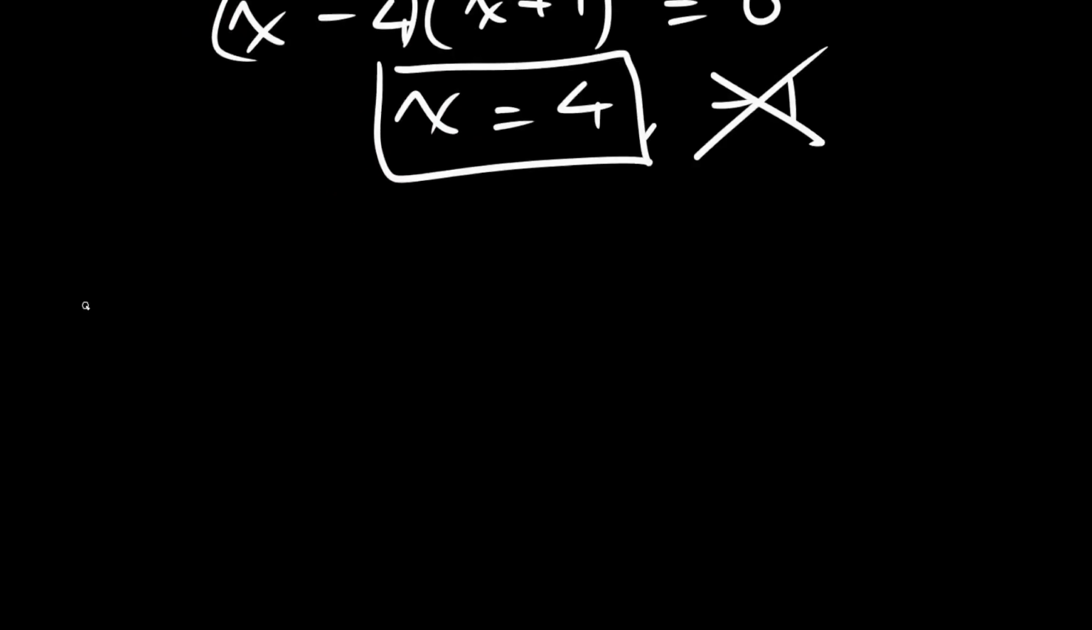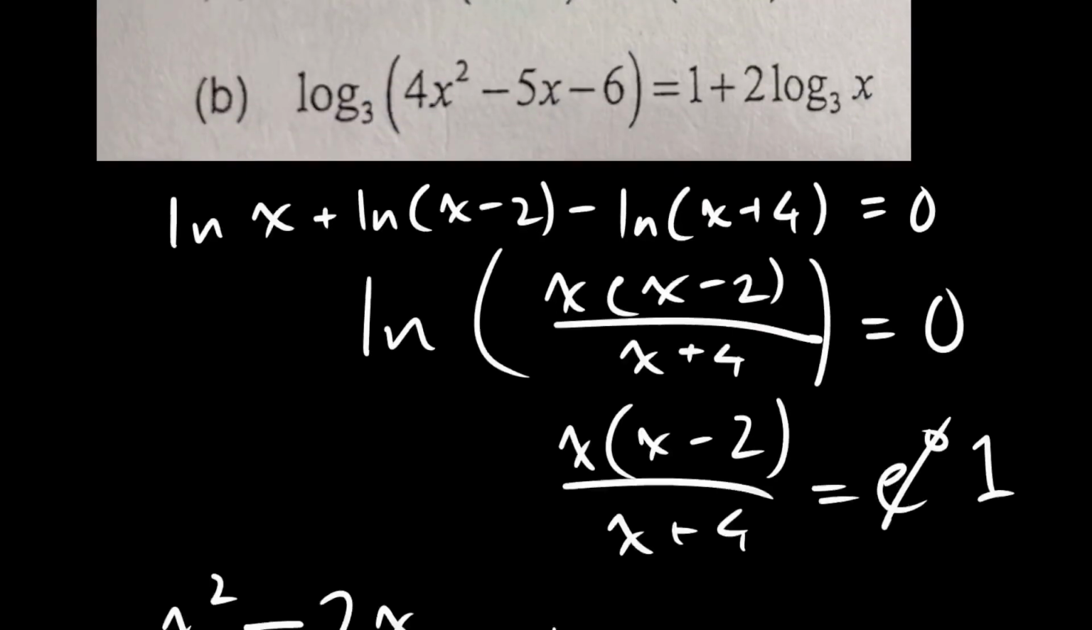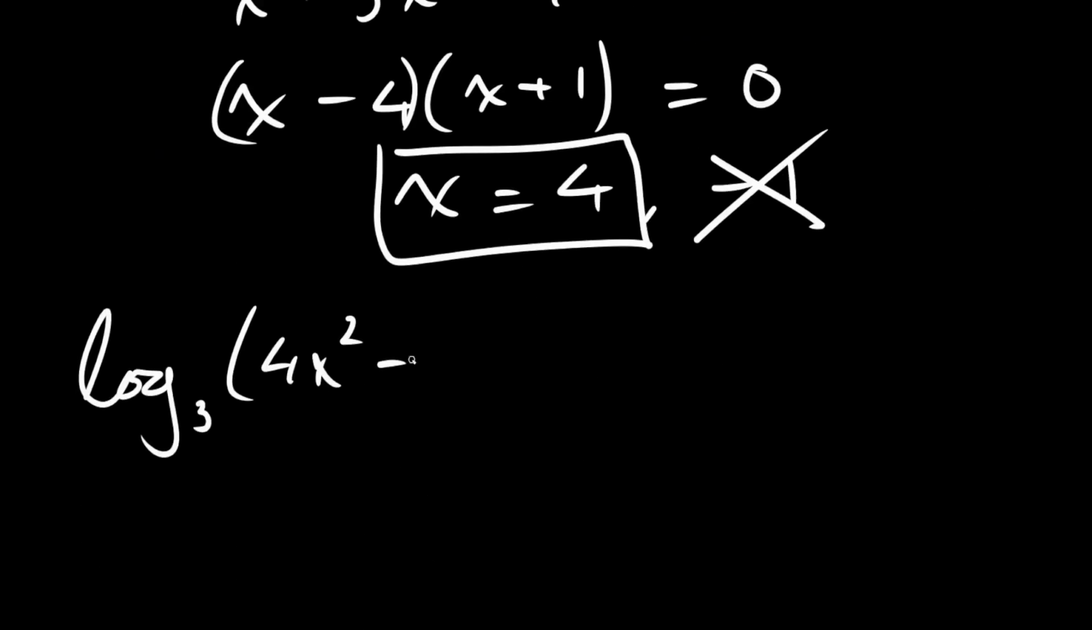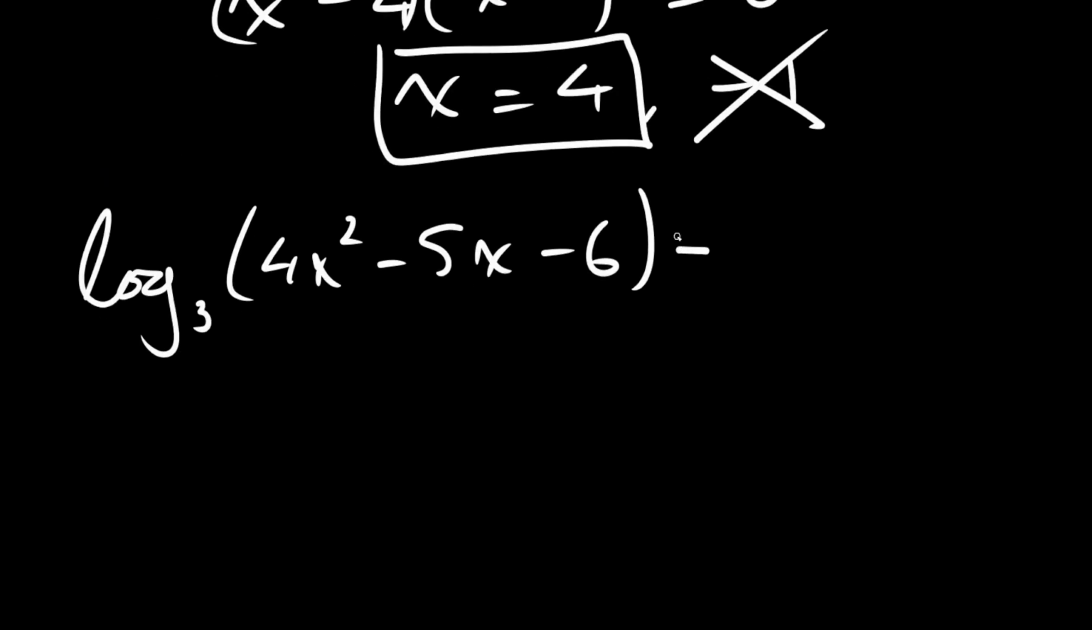So, next part: log base 3 of 4x squared minus 5x minus 6 is equal to 1 plus 2 log base 3 of x. Now this is going to require a bit more of your logarithm knowledge.